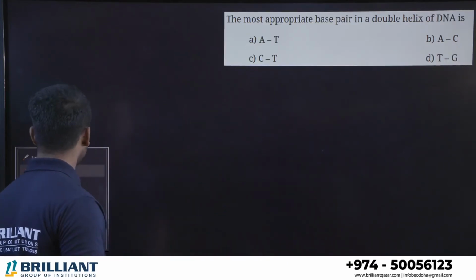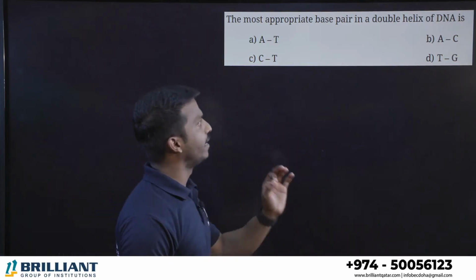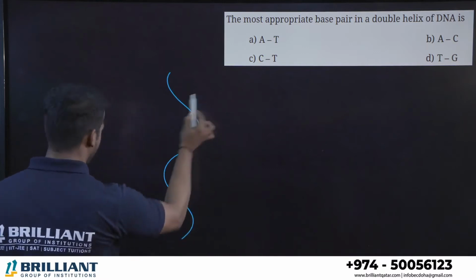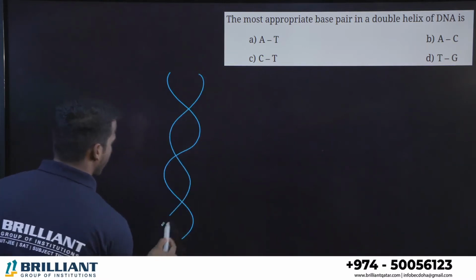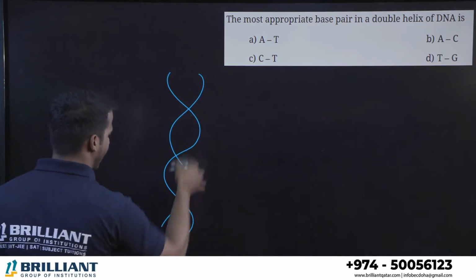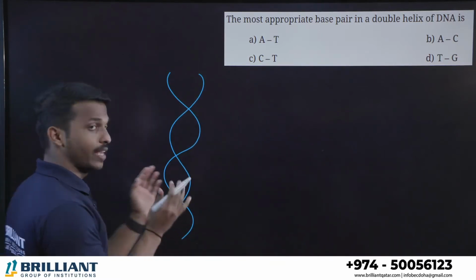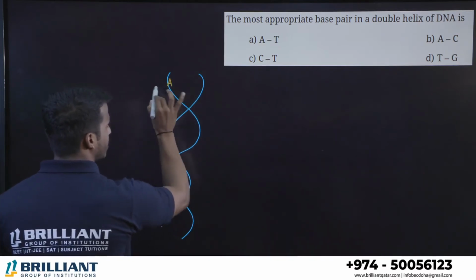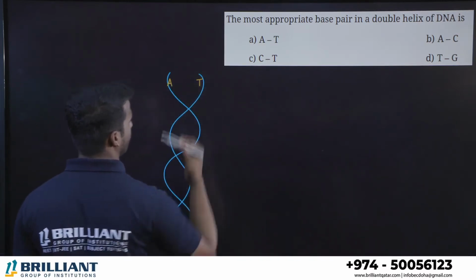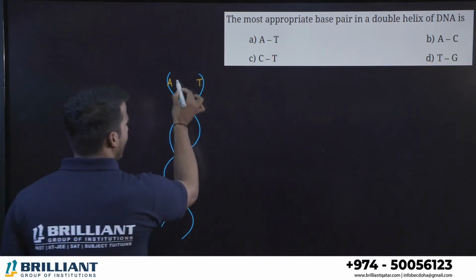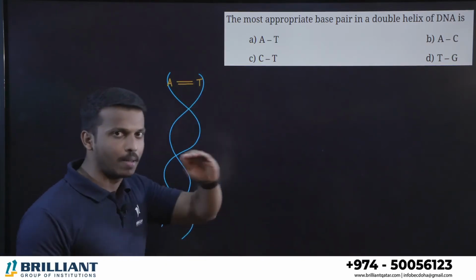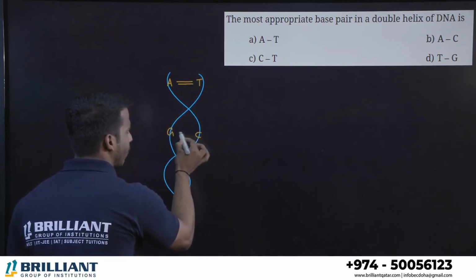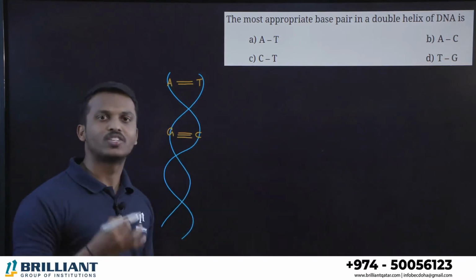Next one. The most appropriate base pair in the double helix of DNA. You know DNA has a double helical structure, right? One strand is 5' to 3', the other will be 3' to 5'. The strands are complementary to each other. If in one strand you have adenine as a base, the other strand definitely makes a pair with thymine through a double bond. Adenine-thymine is the base pair, and similarly if one strand contains guanine, the other strand definitely has cytosine through a triple bond.